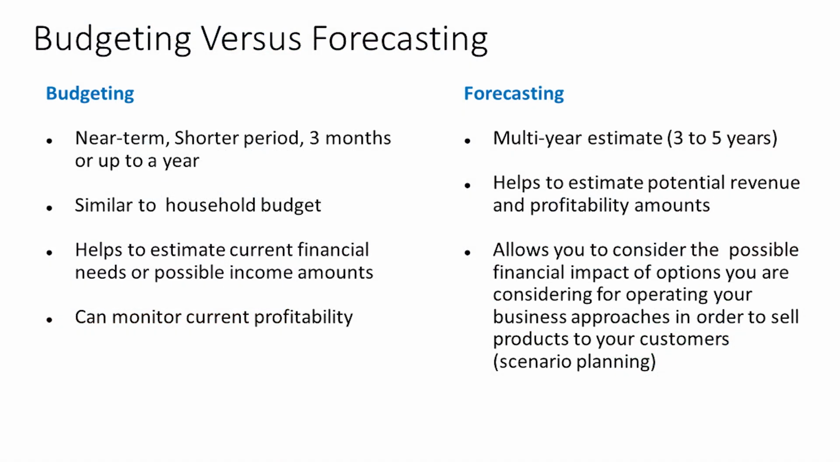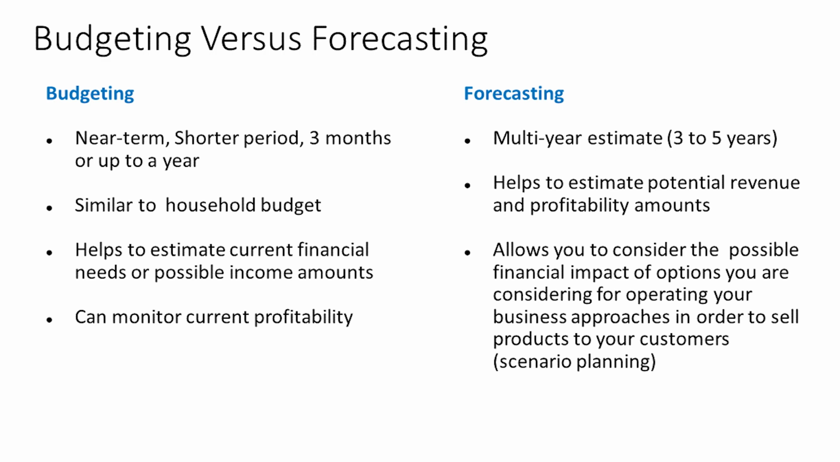We now just had a conversation about cash basis versus accrual basis accounting. Now let's consider what's the difference between budgeting and forecasting. So when I'm thinking about budgeting, there's some assumptions behind this. One, we think of a budget as near term. The word near term is another phrase for short term. A short period, 3 months to up to 1 year.